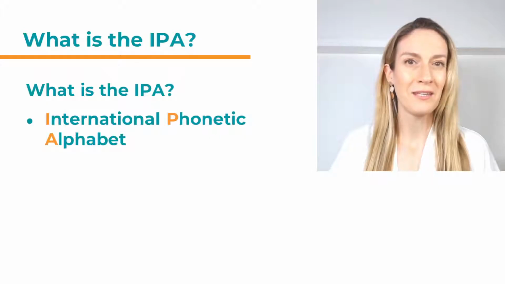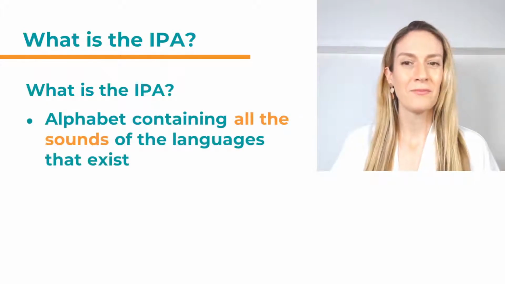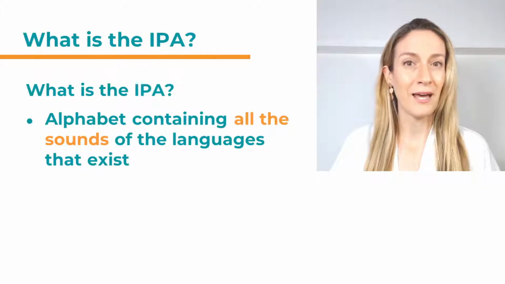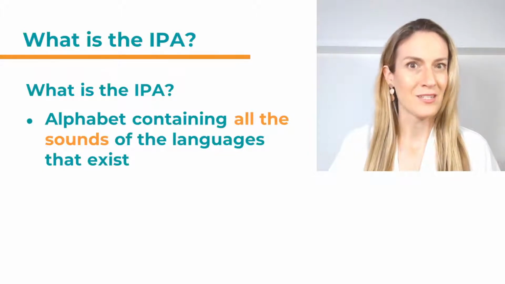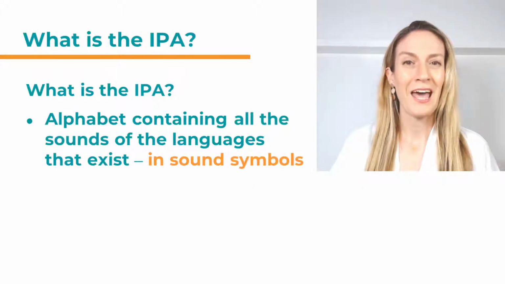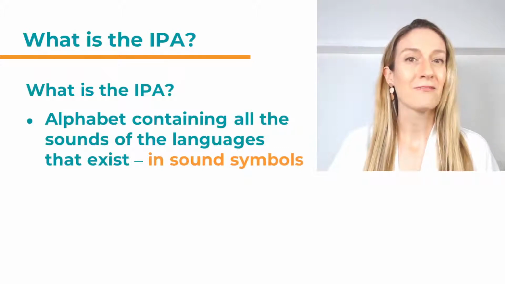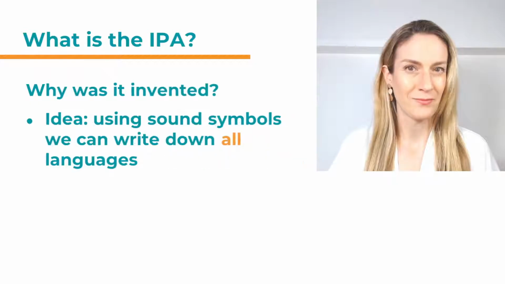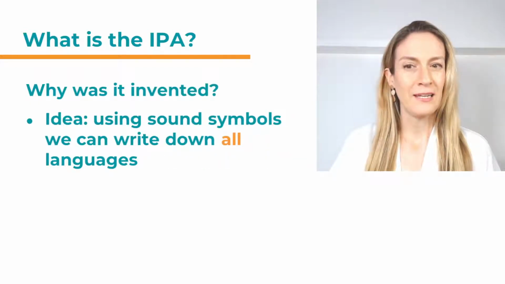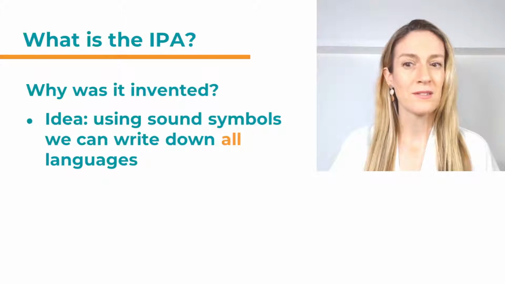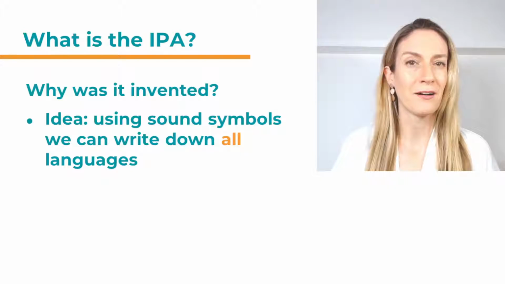Short, IPA. Now, the IPA is an alphabet that contains all the sounds of all the languages that exist. I know this is a lot, and it is pretty big, as you will see in this video. But differently to our normal alphabets, we have sound symbols. The idea was really that using sound symbols would allow us to write down all the languages that we find on this planet.